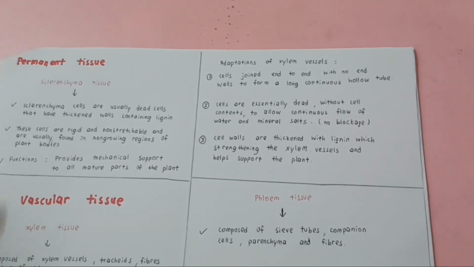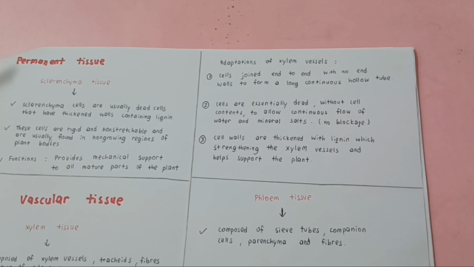So what are the adaptations of xylem vessels so that they can transport substances better? This is very important and often asked in exam. First, the cells are joined from end to end with no cell wall to form a long and hollow continuous tube. There is no cell wall from one cell to another cell, so that there is less blockage for the transportation of substances.